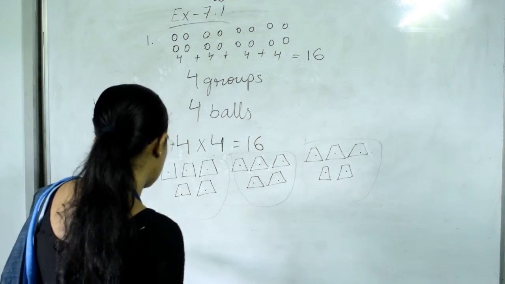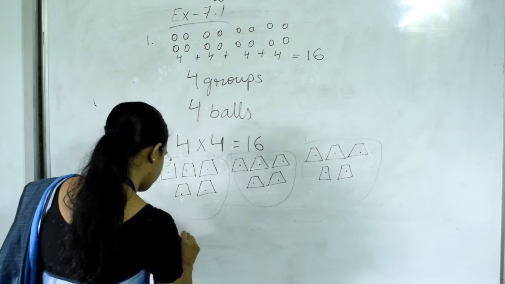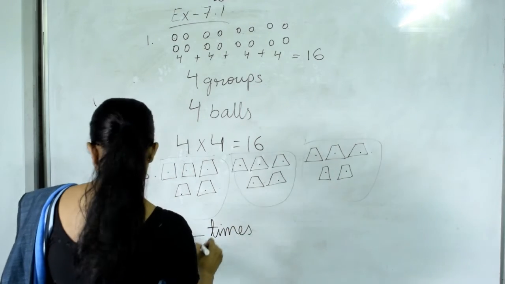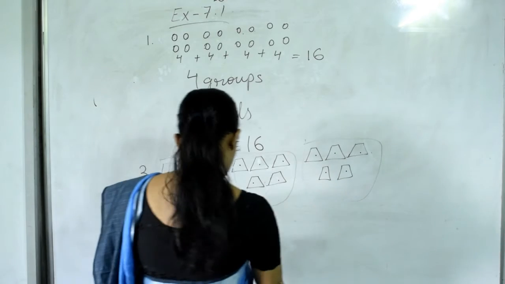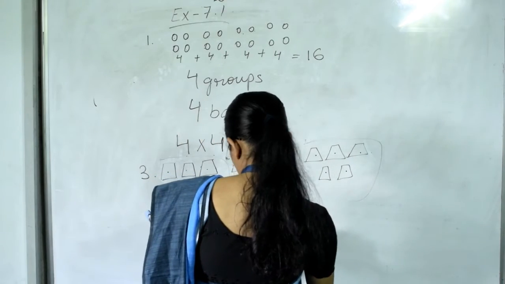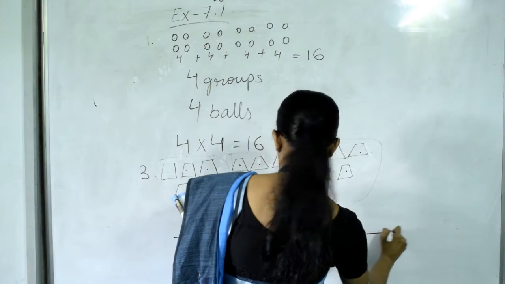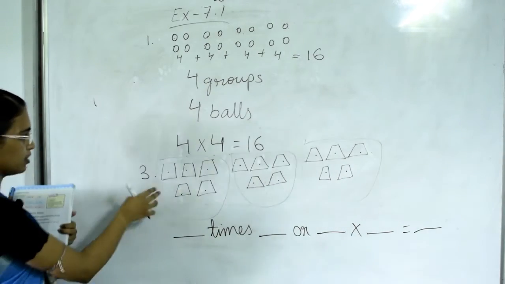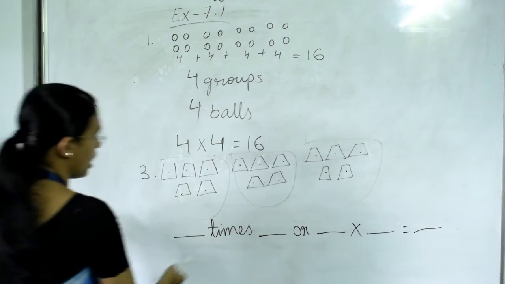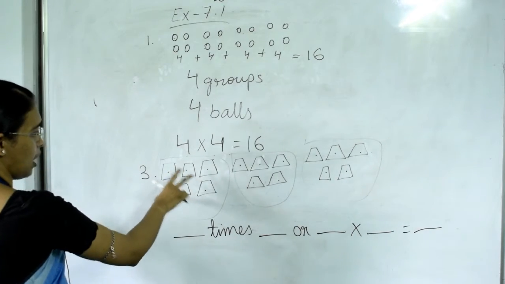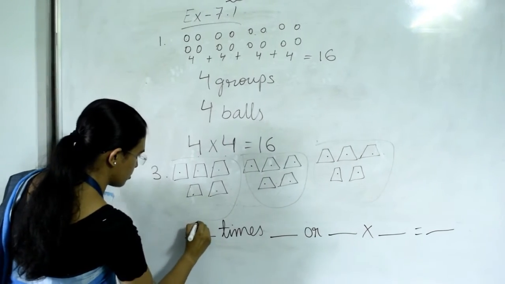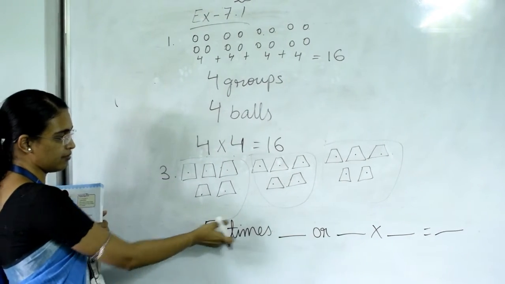So what do I have to write here? Dash times dash, or dash into dash equals dash. Fill this in with the help of the picture. In each group how many cups have we drawn? 5 cups, right? So we have written 5 times.